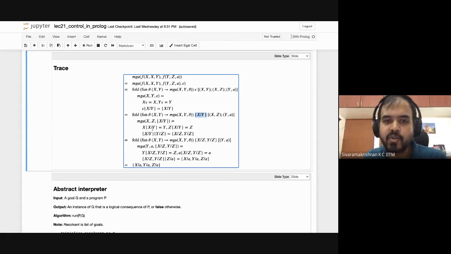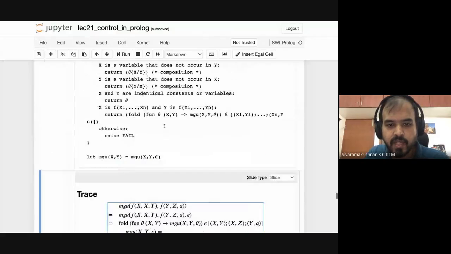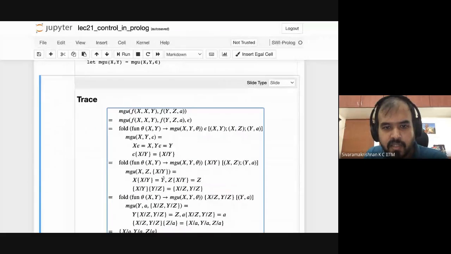So the first thing you do now is apply this substitution on the two terms. If you apply x slash y on x, you get y. You get y here. Maybe I can make it a little bit bigger. Yeah, okay. You get y here. And then if you apply x slash y on z, you get z out. That does not change because we are not replacing z here.